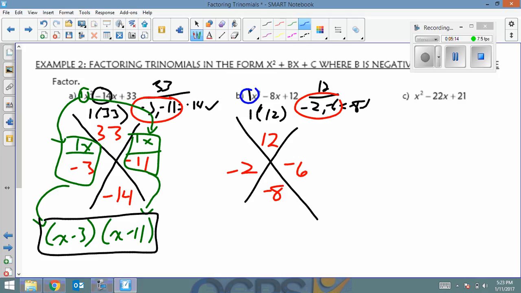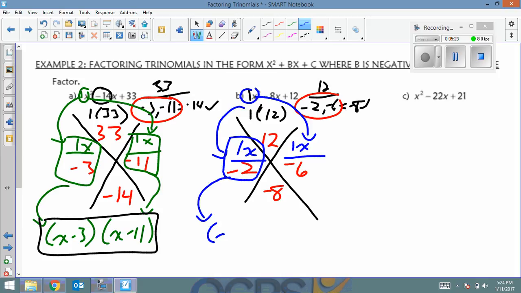Remember, always take your 1x and write it above. Again, these will reduce on Friday. They're not going to reduce yet. So our two answers would be x minus 2 and x minus 6.